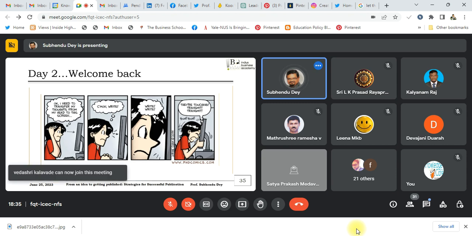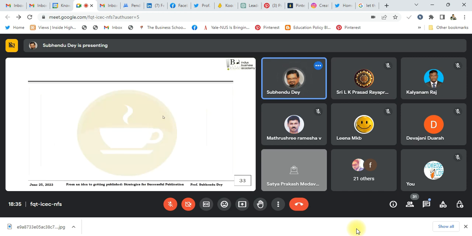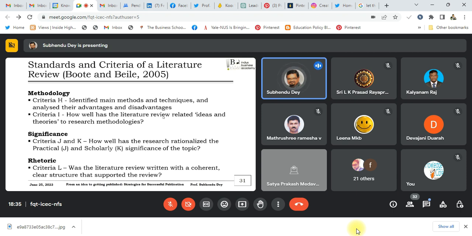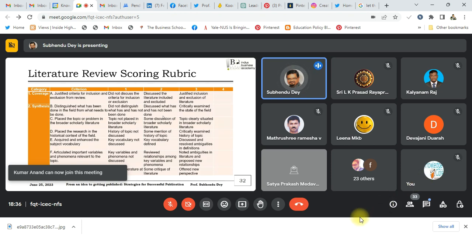Now, if you come to the slide on literature review scoring rubric, let me also put it up here for you. Just give me a second. It will be easier for you to have a look at the screen. Yeah. So, if you look at this, what is it that you're looking for in coverage? You're looking for whether there is a justified reason for including certain papers or excluding certain papers from review.